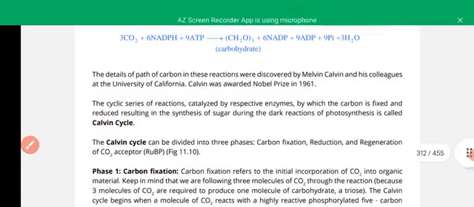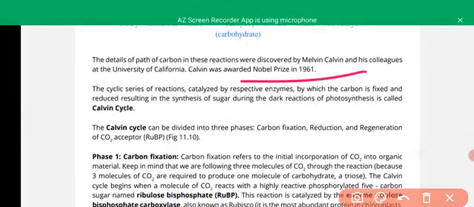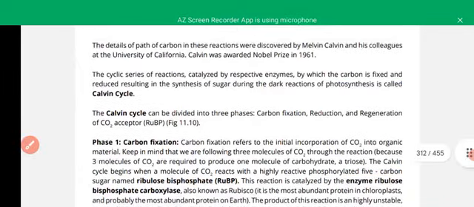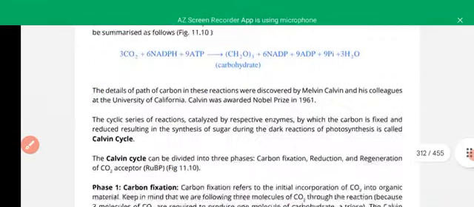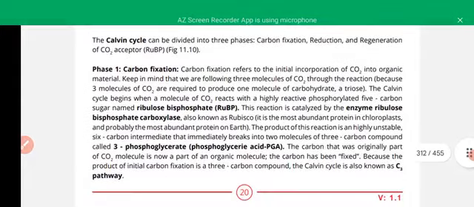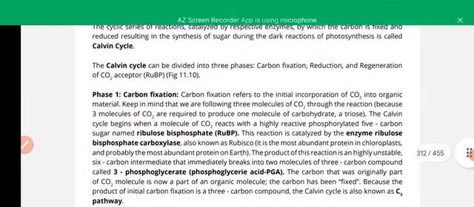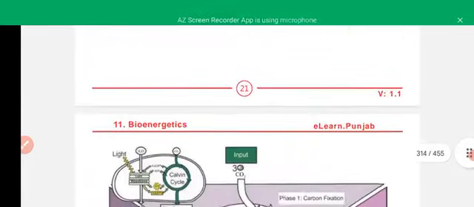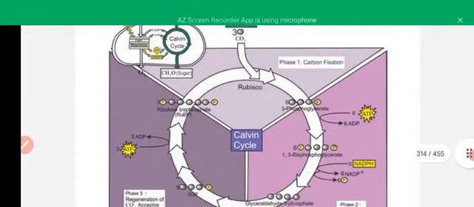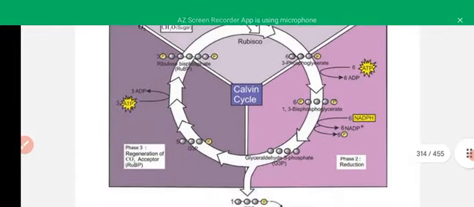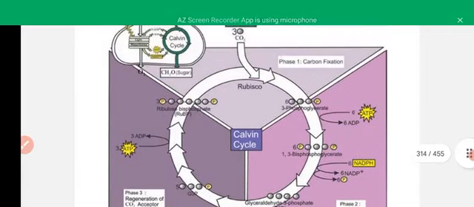This reaction was studied by Melvin Calvin, who got the Nobel Prize in 1961, and it is called the Calvin cycle. It has 3 phases: the carbon fixation phase, the reduction phase, and the regeneration phase of ribulose bisphosphate.